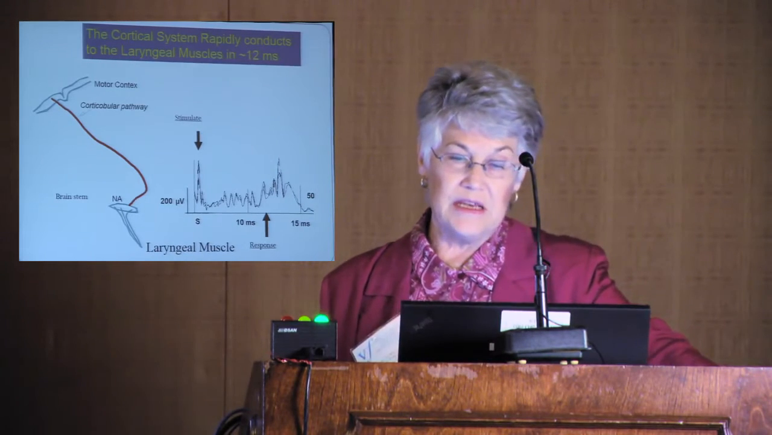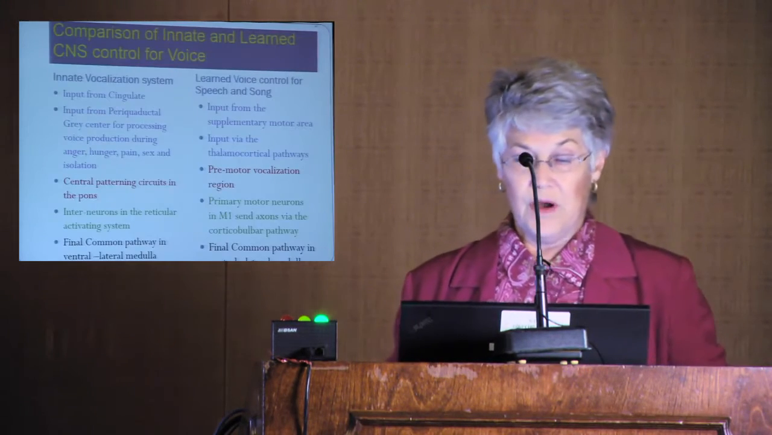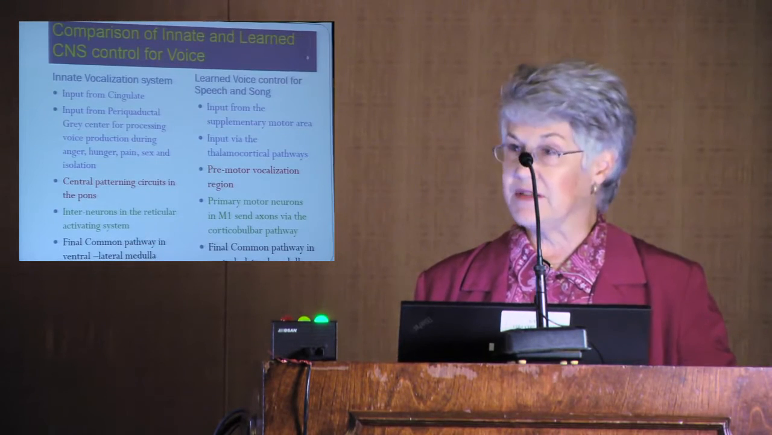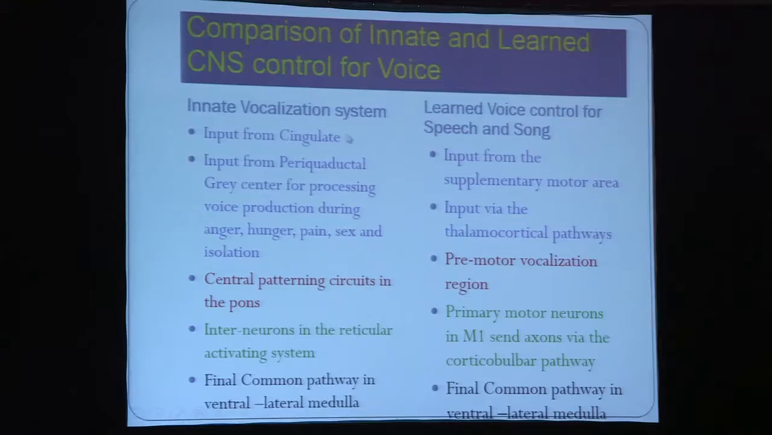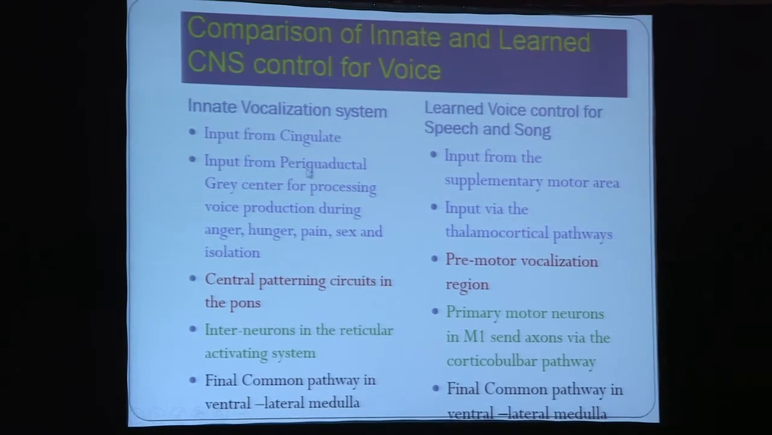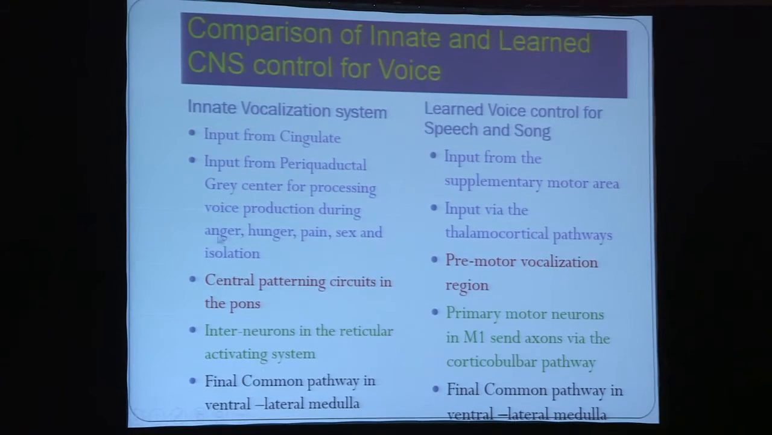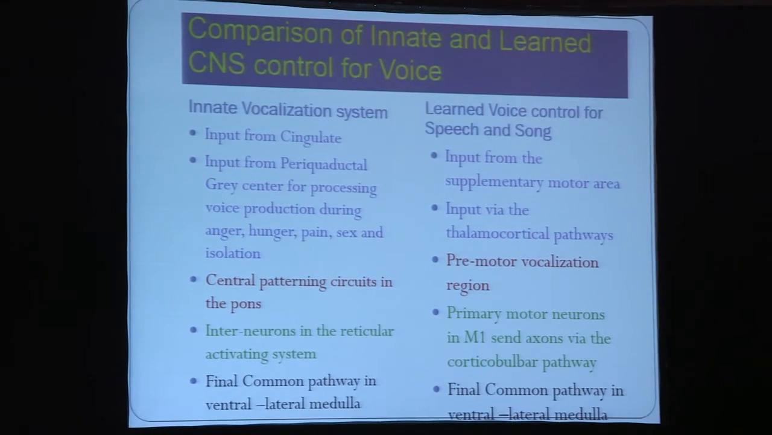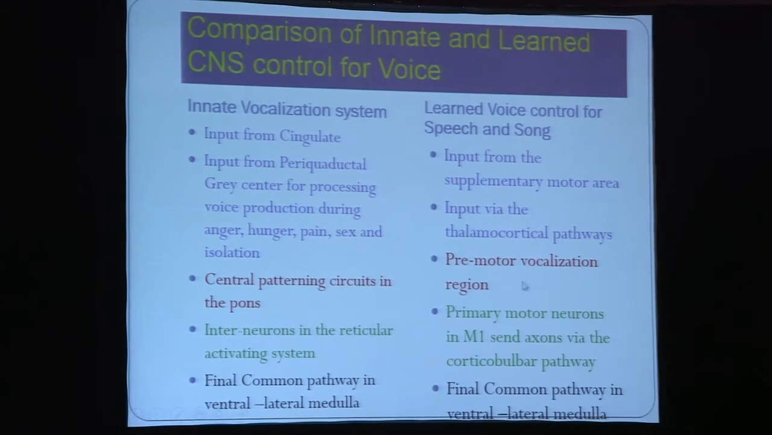So to compare the innate and the learned system, one has input from the cingulate, the other has input from the supplementary motor area. One involves the periaqueductal gray and responds to anger, hunger, pain, sex, and isolation. The other has input from the thalamocortical pathways and responds often to self-initiated vocalization and speech for communication.